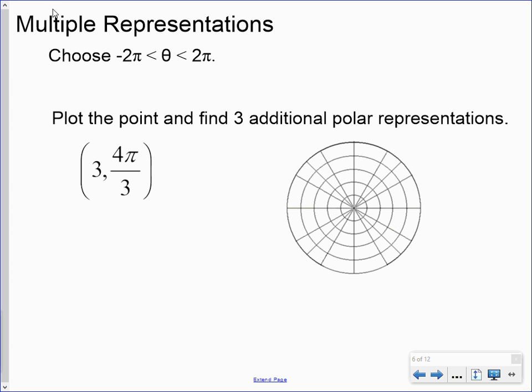Now, for multiple representations, remember I told Lily, your angle was right, (2√2, 405°). But in the future, we'll not want that answer because it's outside of one revolution. So we want to keep theta between negative 2π and positive 2π, or you can think about theta between negative 360 and positive 360.